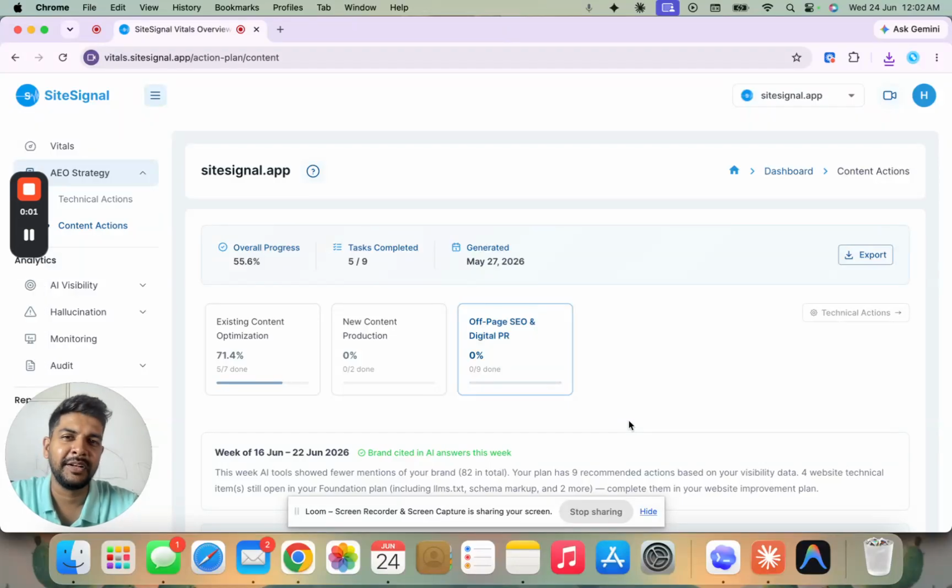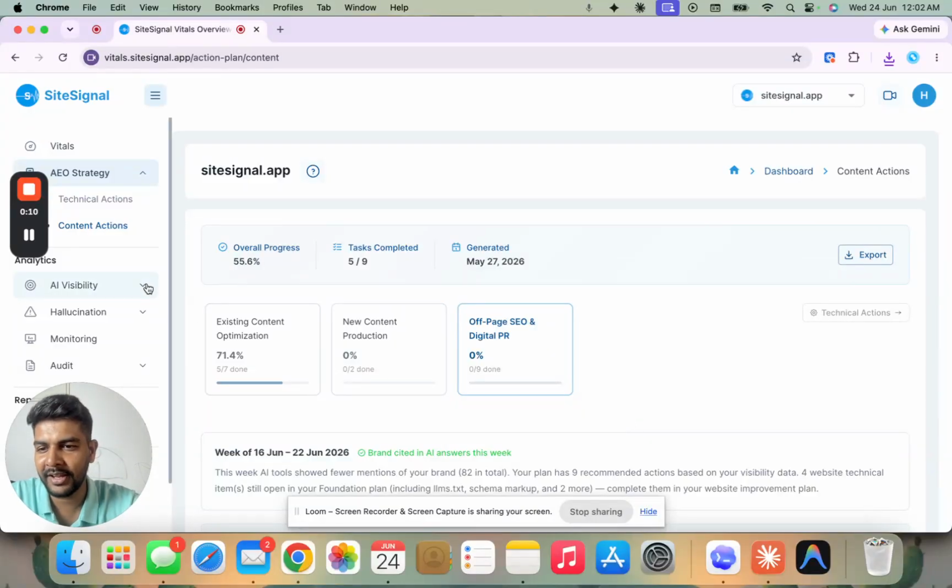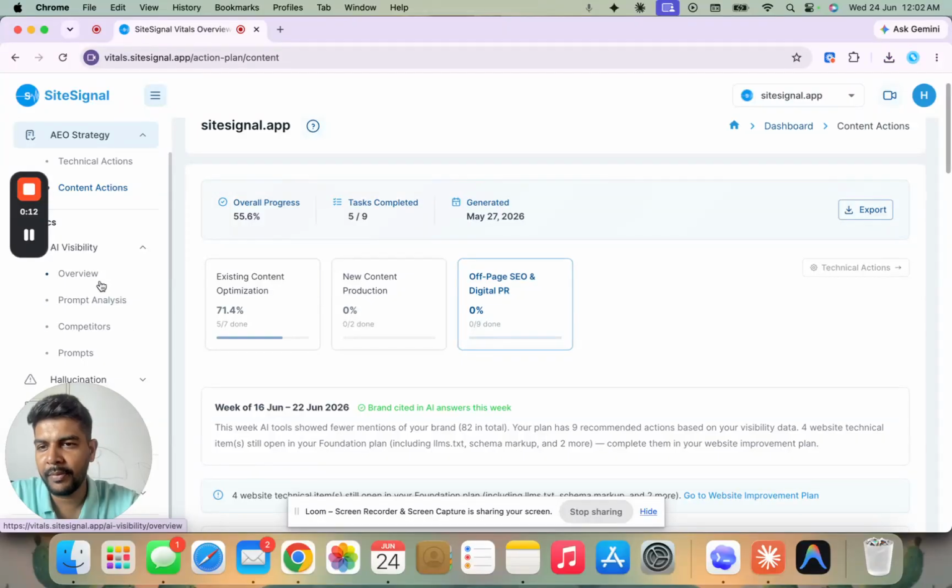Welcome to AI Visibility. So, you must be a technical person or you must be curious to know what's going on in this section. If I dive into AI Visibility, we have mainly four things: overview, prompt analysis, and the competitors and the prompts. So, I'll start from the prompts.